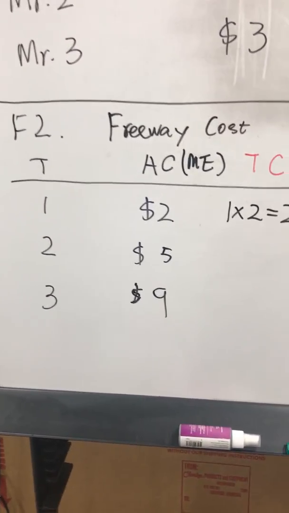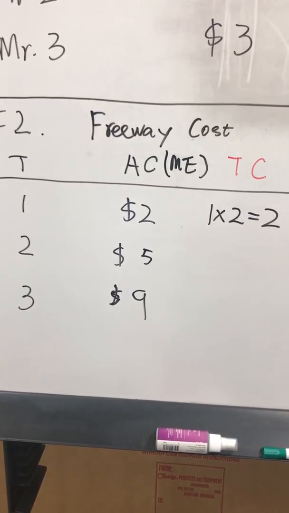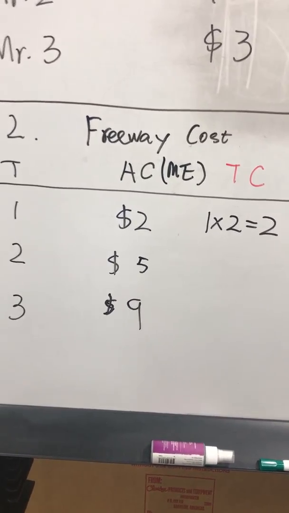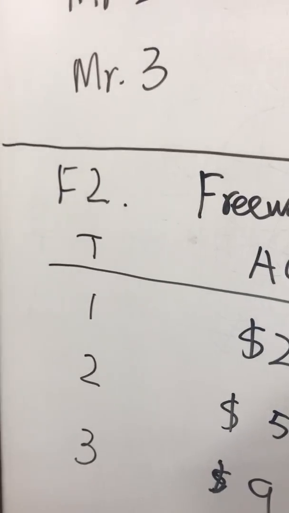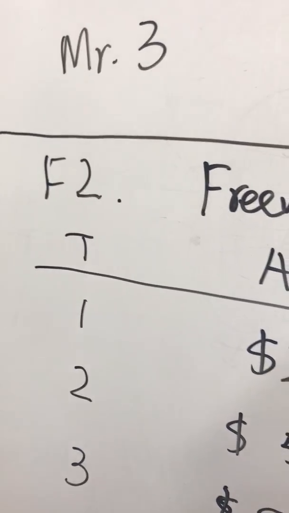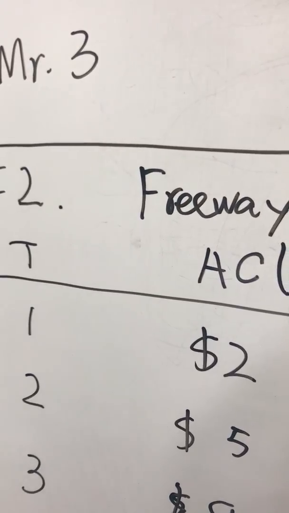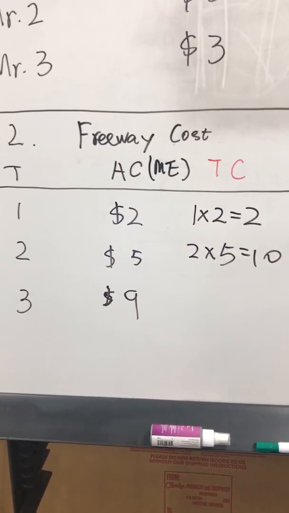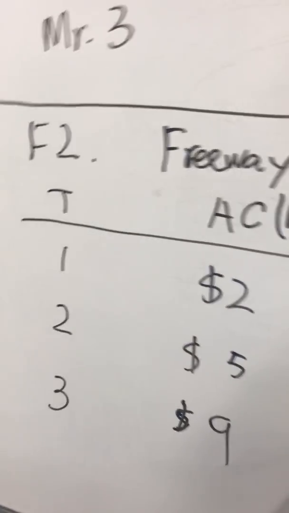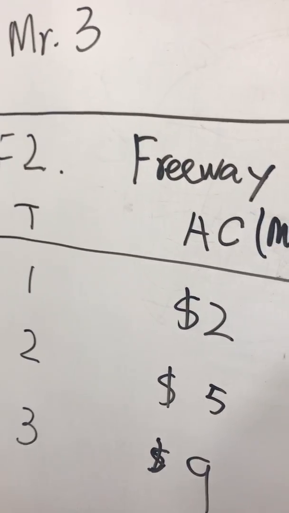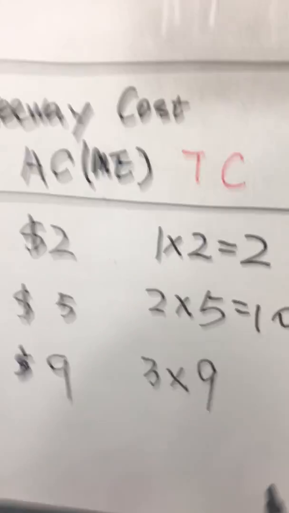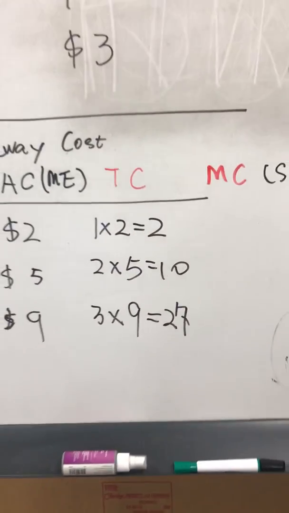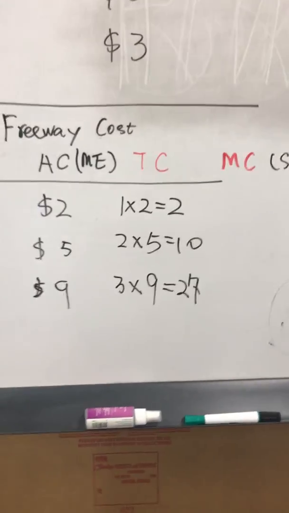Similarly, if we have 2 people on the freeway, you can observe that the average cost of using the freeway for 2 people will be 2 multiplied by $5, which is 10. Okay. If everybody is on the freeway, then we can see the freeway becomes super crowded, and the total cost of using the freeway will be $27.